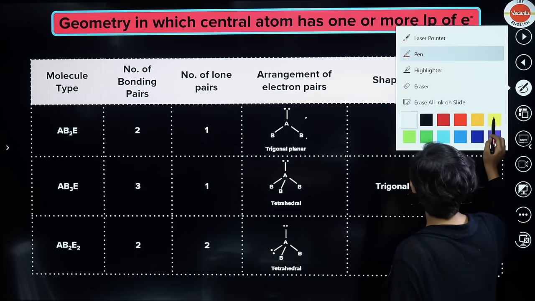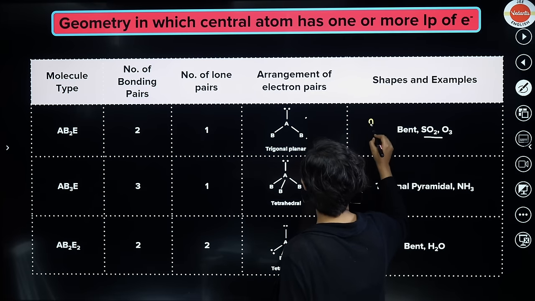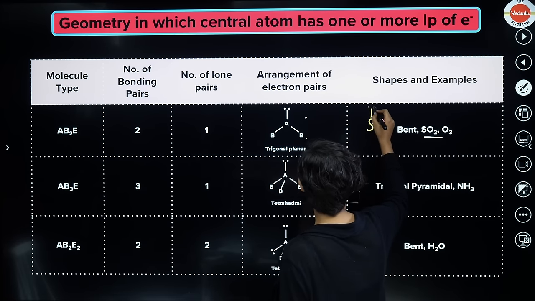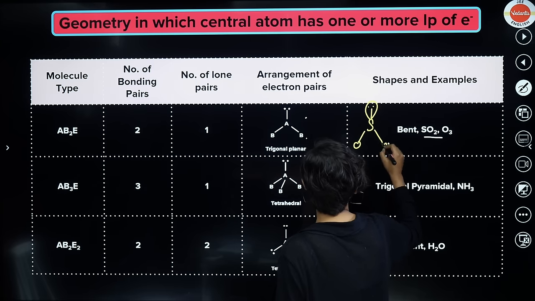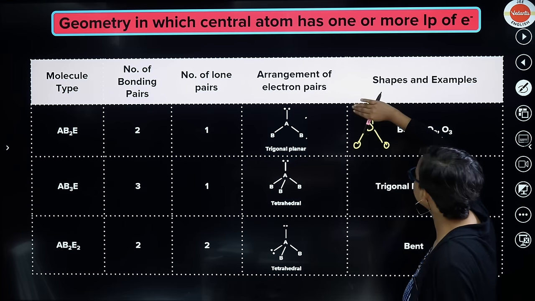Basically, if I have to make it, see how will I make it? It will be sulfur here. Sulfur has a lone pair here like this. Here will be one oxygen, here will be one oxygen. SO2. Hide this.